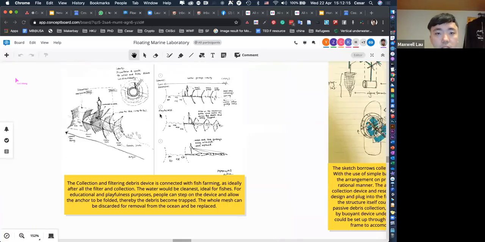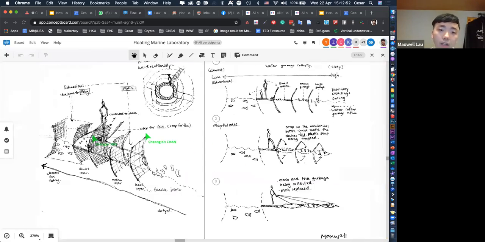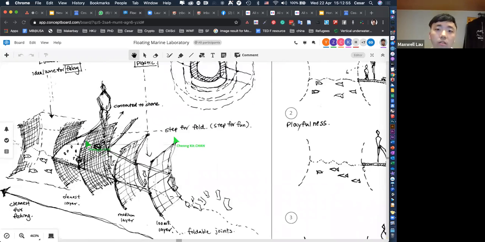Basically, the design is integrating fish farming with debris collecting devices. It's a circular structure with different layers. The outer layer is the largest mesh, then the medium mesh, and then the small mesh. So it passively filters the different sizes of plastics, and inside the finest mesh is the fish farming, because ideally, after all the filtering, the water inside will be cleanest, which is good for farming. So these are the basic ideas of the design.